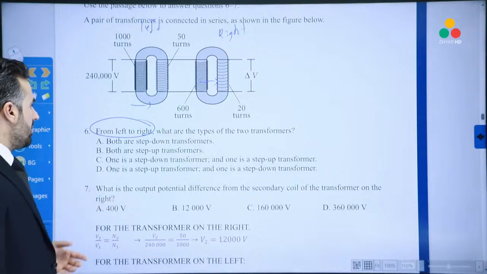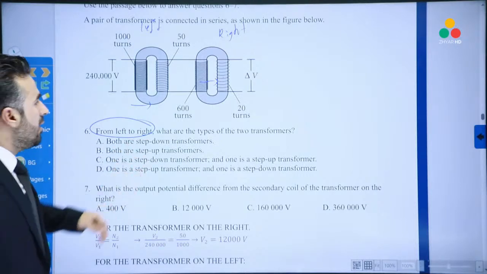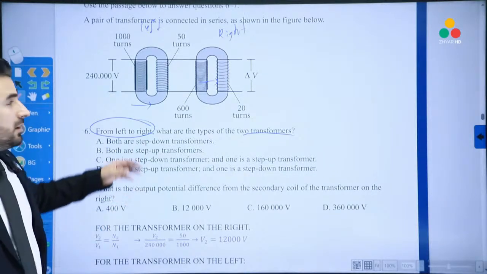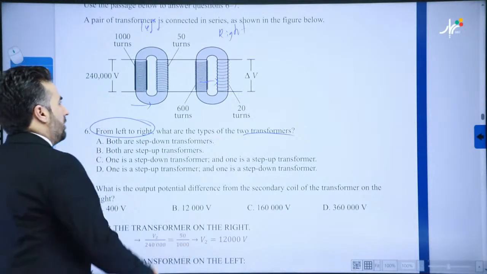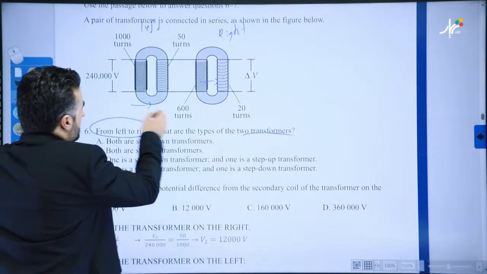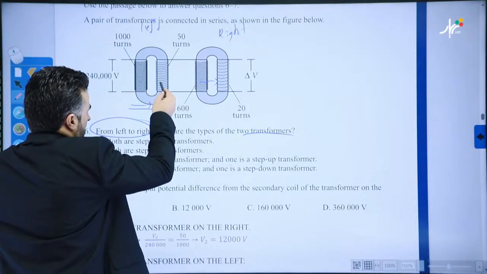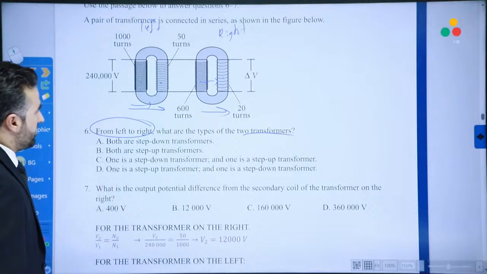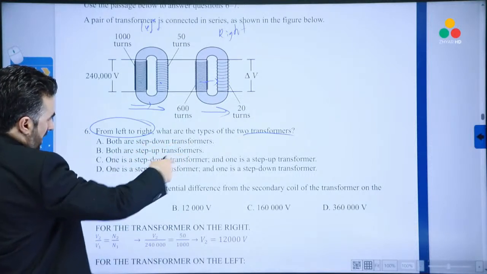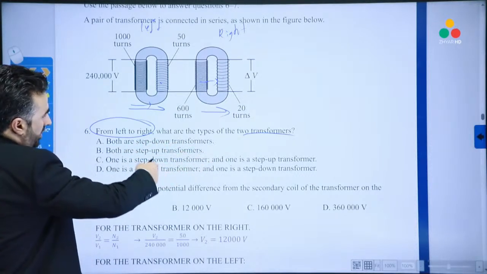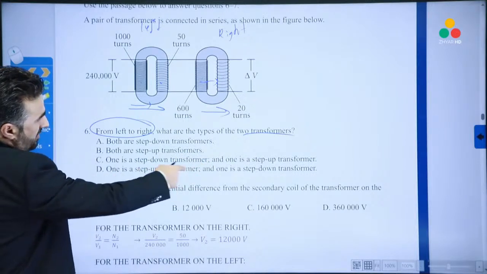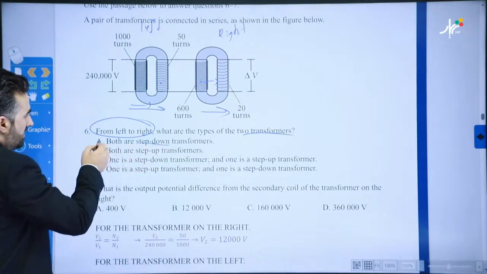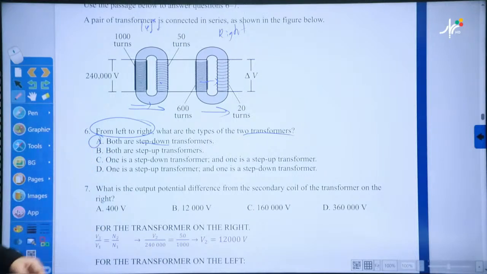So let's go through the questions. What are the types of the two transformers? Like I said, moving from left to right, that is more turns, less turns, more turns, less turns. So these are both step down transformers. Both step down, step up, step down, whatever. One step down, the other one step up. One step up, the other one step down. This is incorrect. So the correct answer: both are step down transformers. That is the answer to this.